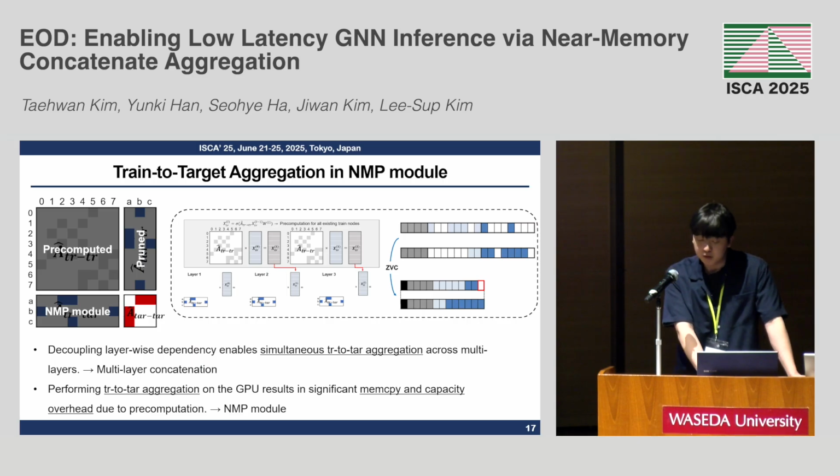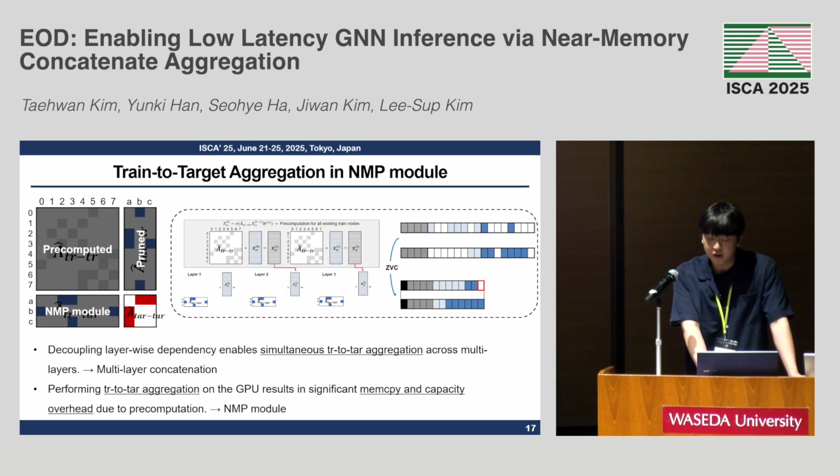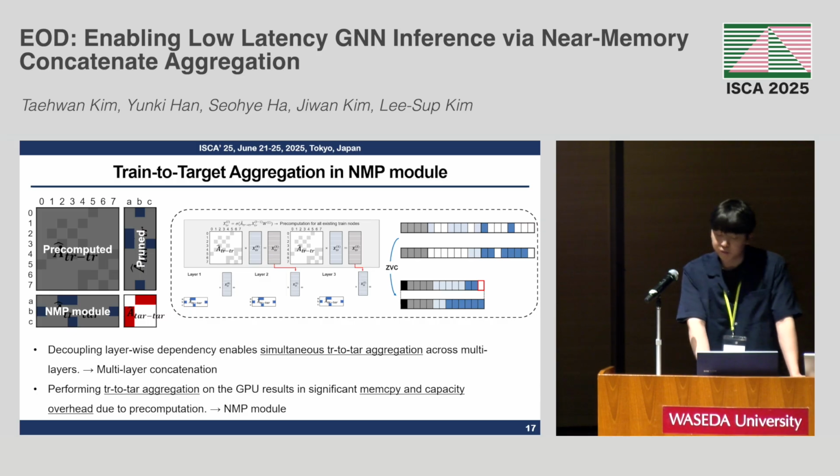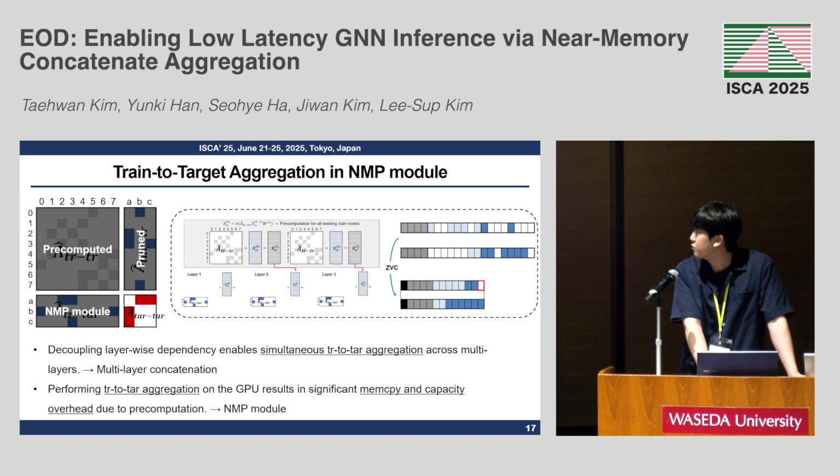However, performing train-to-target aggregation on the GPU incurs significant memcopy and memory capacity pressure due to pre-computation. To address this, we offloaded the computation to the near-memory processing module.